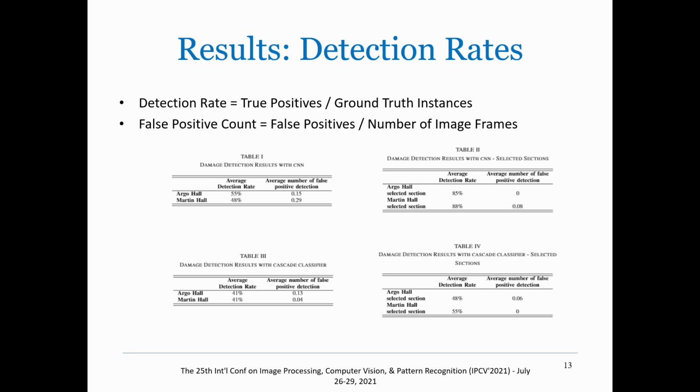Now for the selected sections of Cascade classifier, the average detection rate for the Argo Hall video was 48%, and the Martin Hall video was 55%. Now the average number of false positive detections for the Argo Hall video was 0.06, and for the Martin Hall video it was 0.